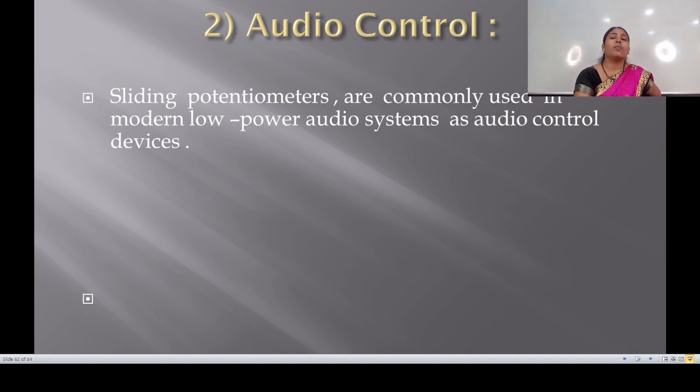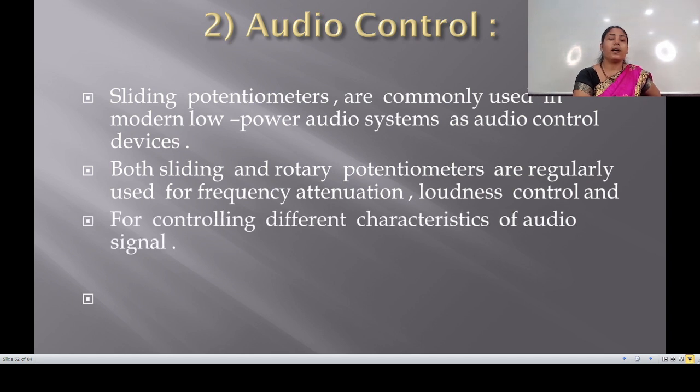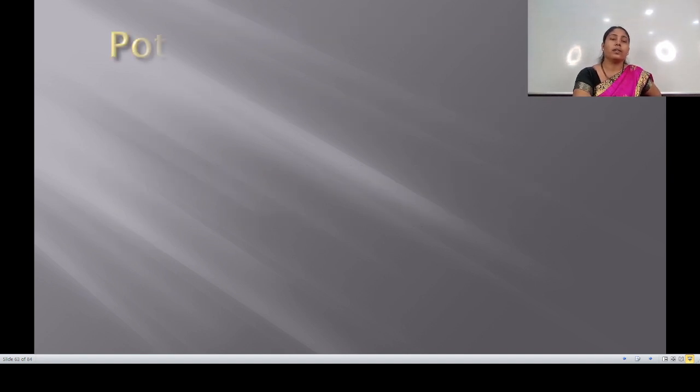Sliding potentiometers are commonly used in modern low power audio systems as audio control devices. Both sliding and rotary potentiometers are regularly used for frequency attenuation. Attenuation means changing the frequency level from a higher to a lower value. With the help of the potentiometer, we can attenuate the frequency. Then loudness control, and for controlling different characteristics of the audio signal, we can use the potentiometer.